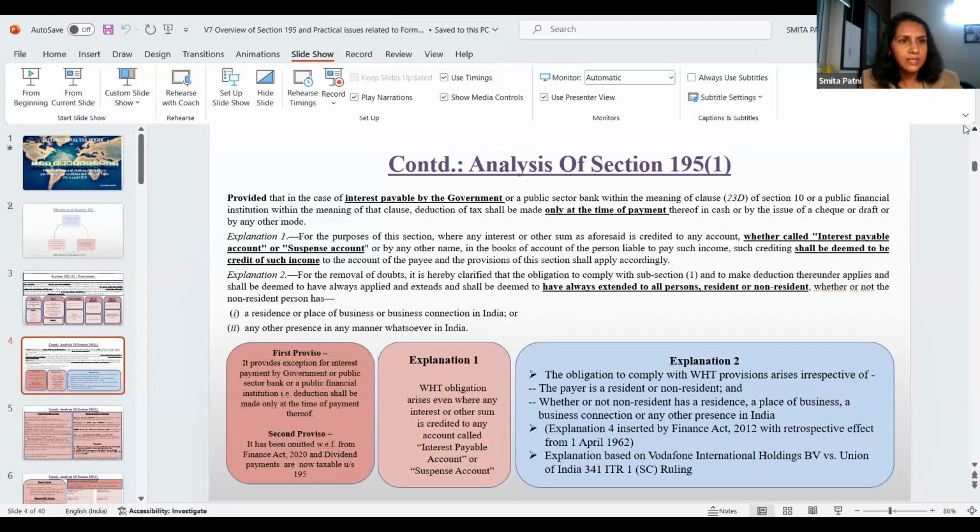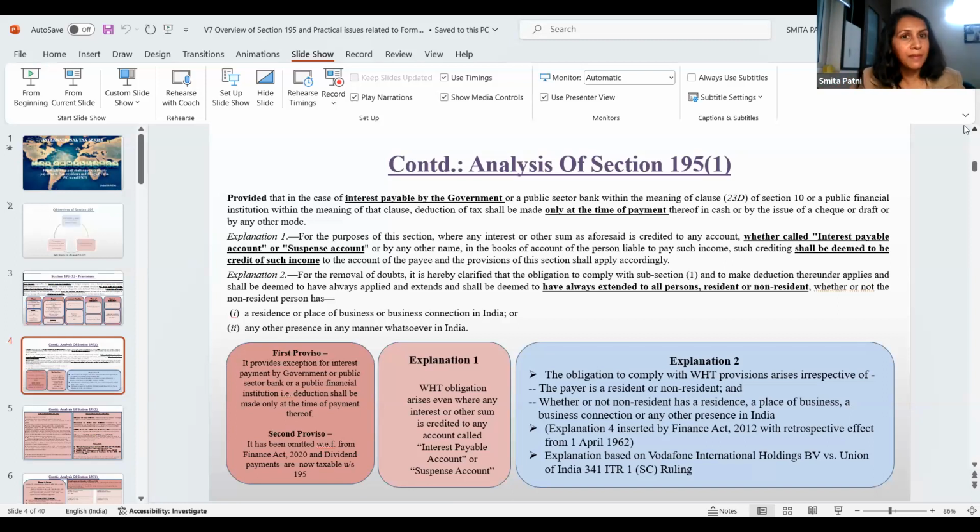Interest payable account, suspense account, whatever name you gave, once that amount is transferred by way of book entry, then we are supposed to deduct TDS at that point of time only. Explanation 2, which has now come into ambit and which is the rule of the law today, has come because of the after effect of Vodafone. So it says that even if the payment is made from non-resident to non-resident, it was always taxable.